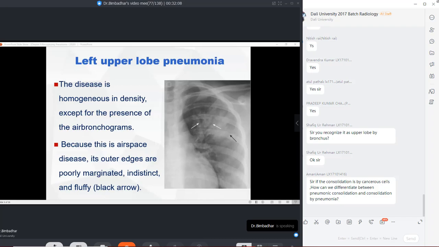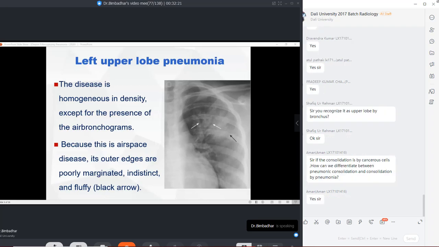See, there is no difference between a pneumonic consolidation and pneumonia. Consolidation is not caused by cancerous cells. Whenever you see it called pneumonic consolidation or consolidation by pneumonia, both of them are the same thing. You are grammatically making changes to that sentence, but you are not talking about two different entities. So don't confuse yourself with pneumonic consolidation and consolidation by pneumonia. There is nothing different between them.